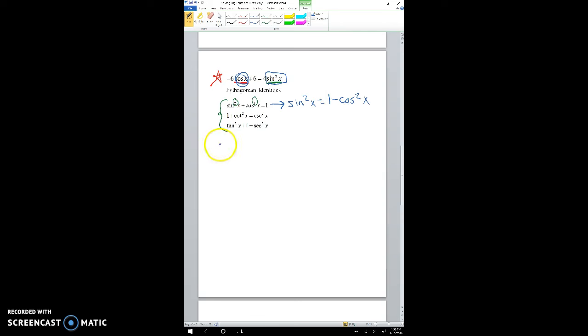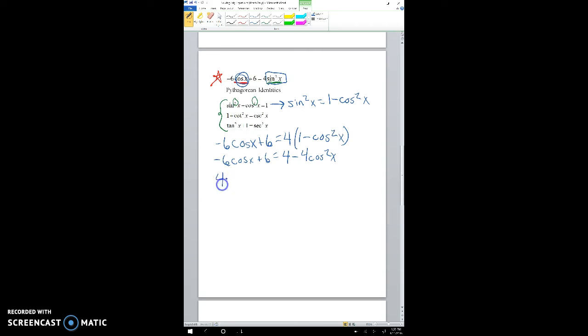So I'm going to take my original equation, -6 cosine x plus 6 equals 4. And now instead of sine squared, I'm going to put 1 minus cosine squared. Okay, so I'm going to do a little algebra. Distribute the 4 to both terms. You get 4 minus 4 cosine squared x. Now that I have all the same trig functions, I'm going to move everything over to the left-hand side and get it equal to 0.